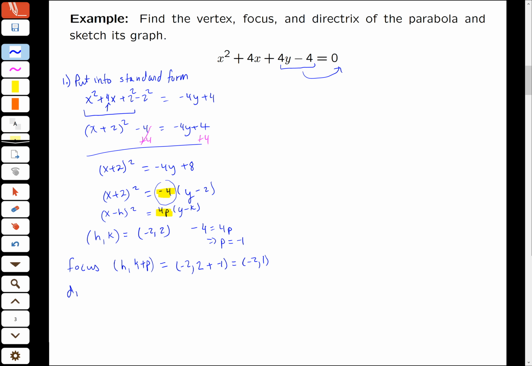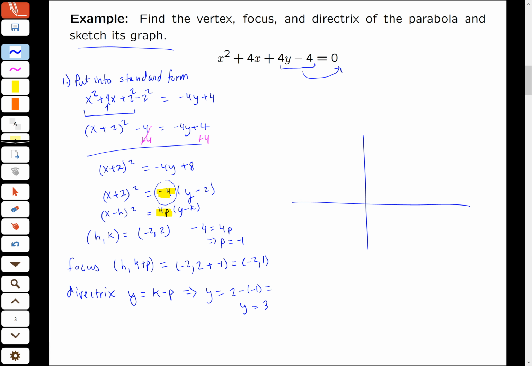And then the directrix. It's going to be y equals k minus p. K is going to be our 2, minus a minus 1. So y equals 3. And then it said sketch the graph. I found the vertex, I found the focus, and the directrix. Now let's sketch the graph.